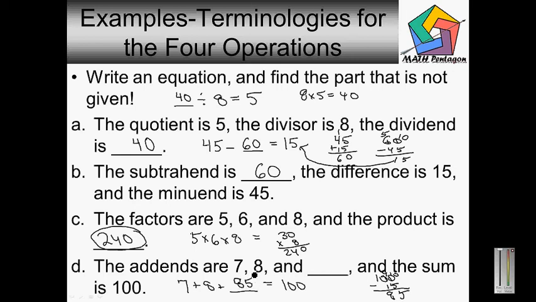And as you can see, 7 plus 8 is 15. Plus 85 equals 100. So our third addend would be 85. 85 would be our final answer to this question, because the addends are 7, 8, and 85, and the sum is 100. So it checks out. So that's your final answer.